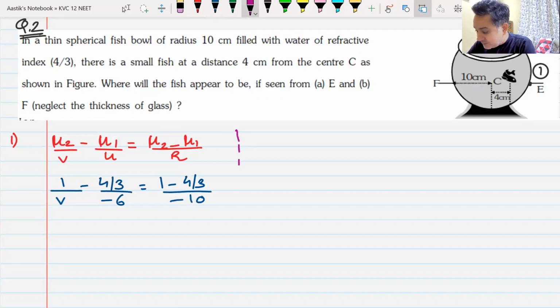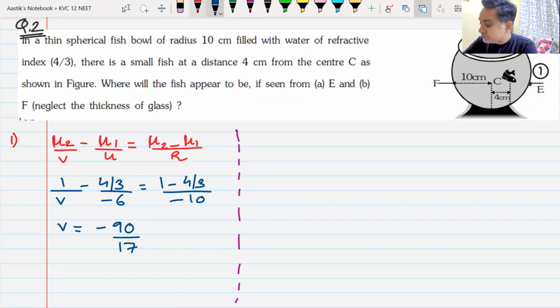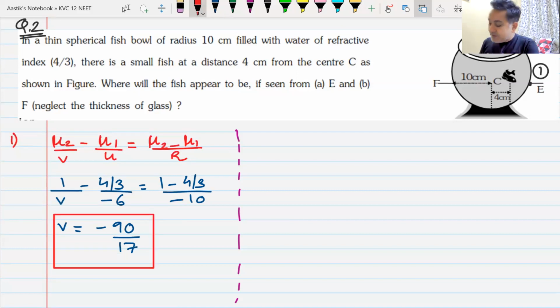Congratulations. I can't help you after this stage because you can only help yourself. If you solve this equation, you will get v as, and I like fractions better, so I think you will get v as minus 90 by 17. Do you get this? That is the answer that I have. Minus 90 by 17. And that is the answer for the first case. If you solve it, it will come somewhere around minus 5.3. Everyone got this now?